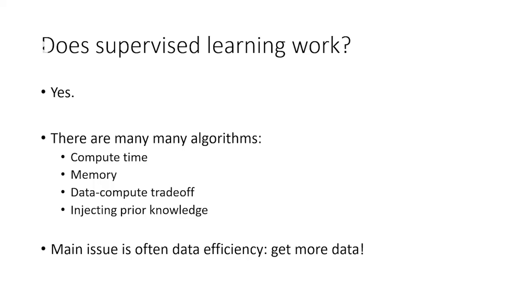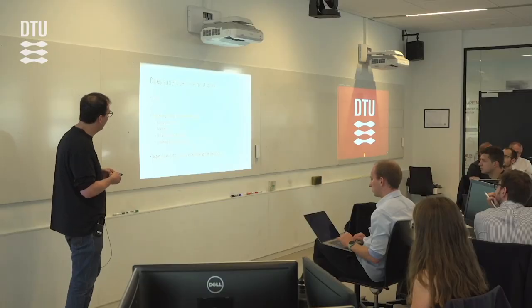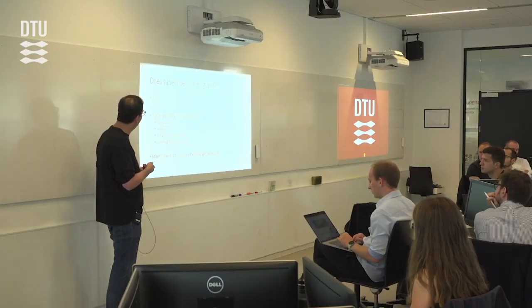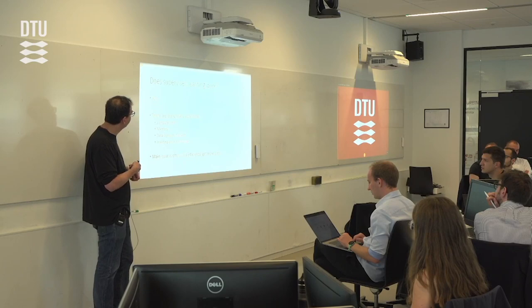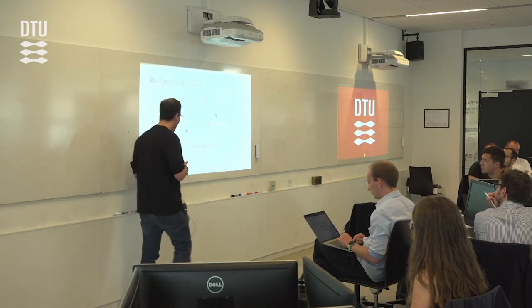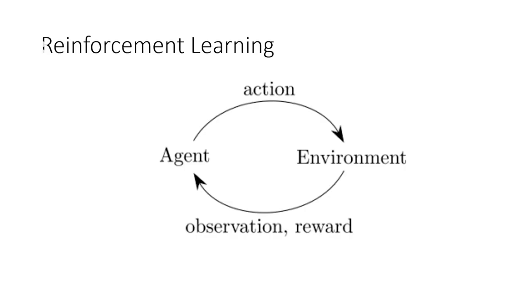Always, your problem might be that you don't have enough data. So get more data, and get good data. That's always something that you can tell your boss about why the system is not performing well. Okay, I'll briefly talk about reinforcement learning now.